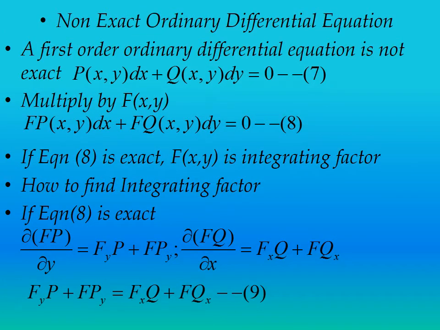Suppose it is a non-exact ordinary differential equation, then in that case you can write it as P(x, y) dx + Q(x, y) dy = 0. Now you have to multiply this by f(x, y) to make it an exact ordinary differential equation. So if you multiply with f(x, y), fP(x, y) dx + fQ(x, y) dy = 0. So after multiplying with f, it is an exact ordinary differential equation. Here f(x, y) is called the integrating factor. Now we have to find out how we can find this integrating factor.